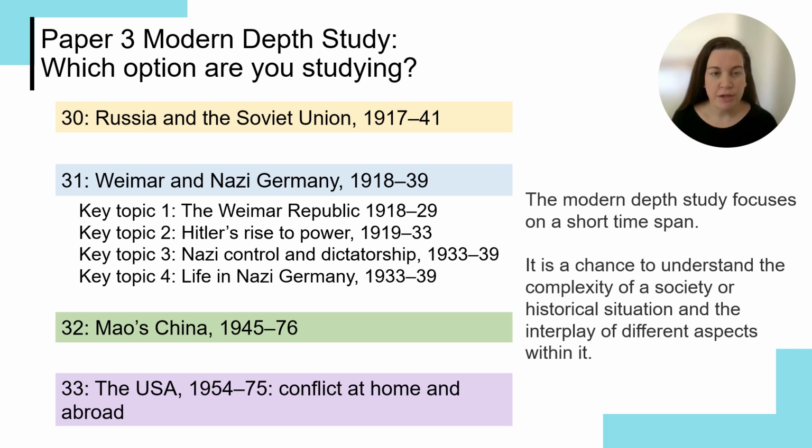So which option are you studying? There are 4 different ones available, and within each one there are 4 key topics. Each key topic addresses a specific area of society or the historical situation with a clearly identified time frame that can also be useful for you for your revision. Do remember though that these key topics don't work in isolation, they can overlap, and it's worth knowing that some knowledge from one key topic might be beneficial for understanding why something happens in another.